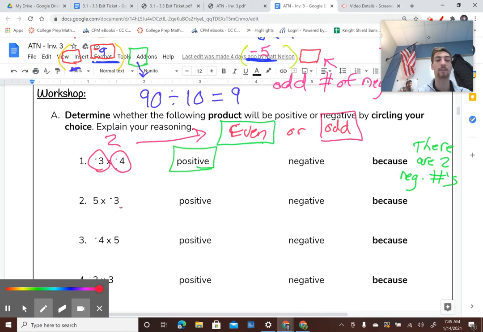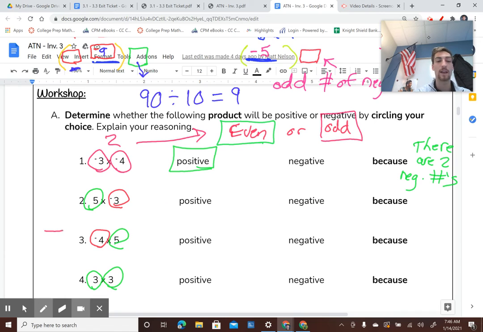What I recommend doing here is circling in red all of your negative factors, and then maybe even circling in green all of your positive factors. That way you can quickly look at each problem and go, oh, I have an odd number of negative factors here. Oh, real quick, I should note, let's say we have a problem like problem number 4, where we don't have any negative factors. So we don't have an even number or an odd number of negative factors. Well, then we'd look at it like it's regular multiplication. So here it's 3 times 3. We know what that would give us, right? That would give us positive 9. And so therefore, we would say positive.